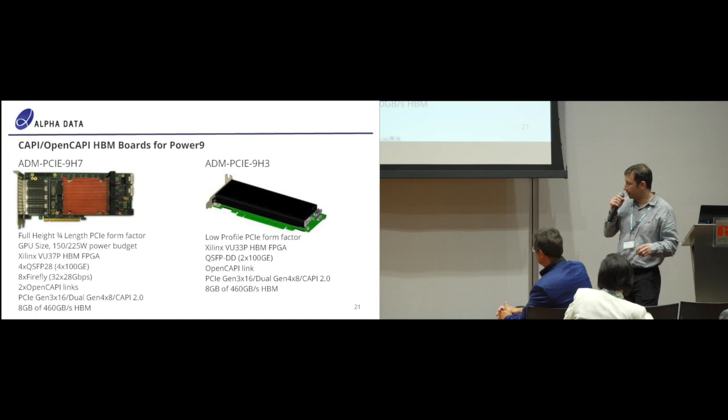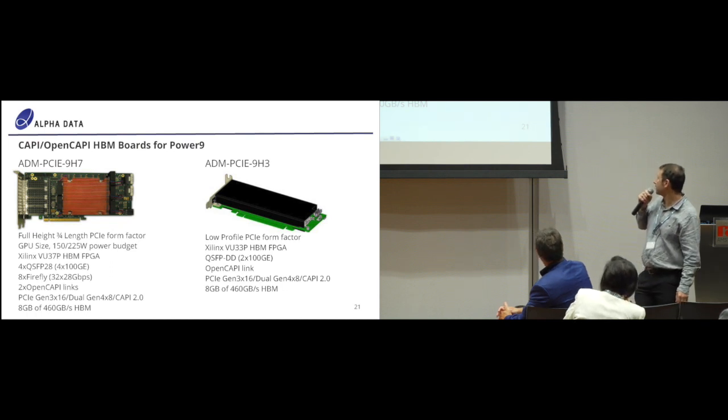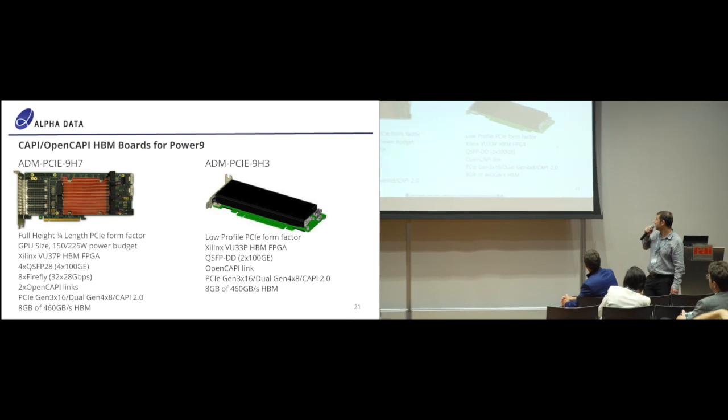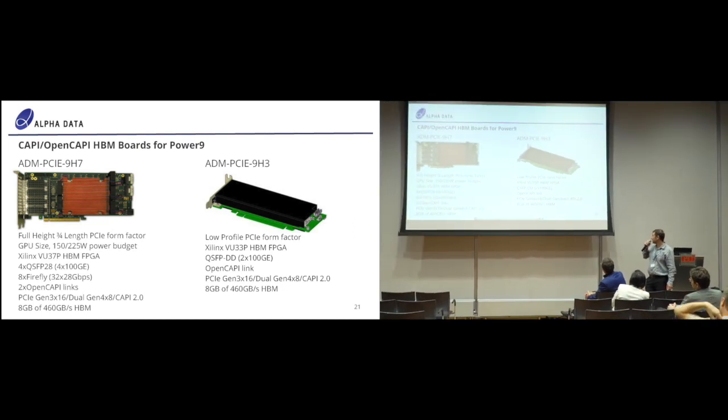the Ethernet stack. Another board that may be of interest in the future is a low profile card that's very similar but based on the VU33P HBM FPGA, and this has double density QSFP, so it's capable of either taking a standard QSFP 100 gig link or a double density one with 200 gig links on it, and this has got the OpenCAPI link coming out the rear connector, and this should physically fit into a lot more Power 9 servers.